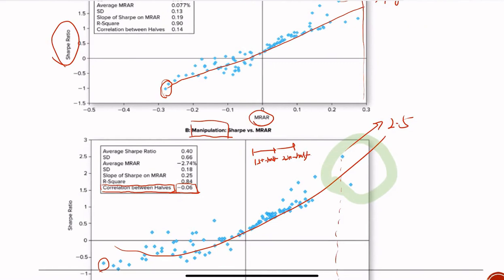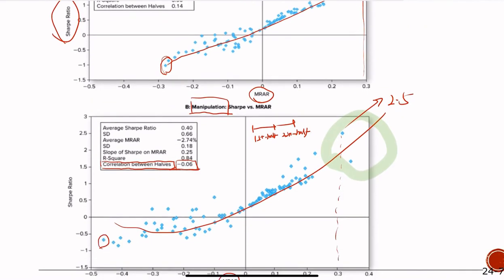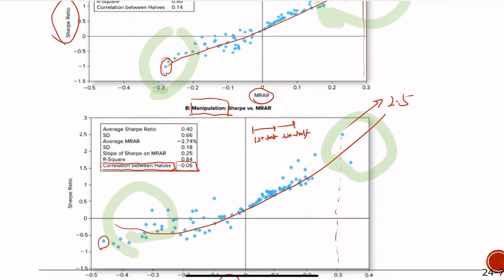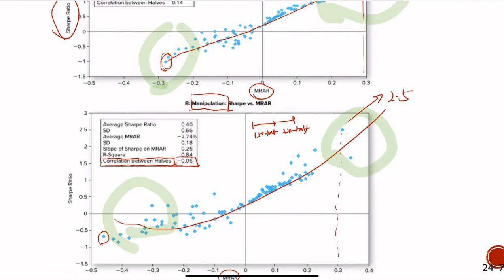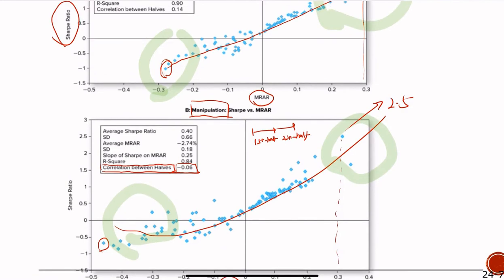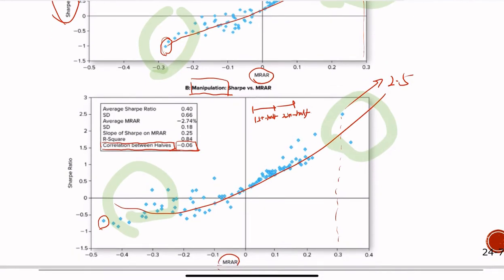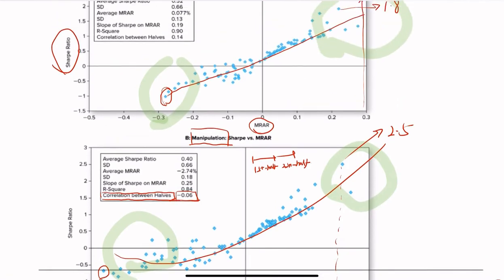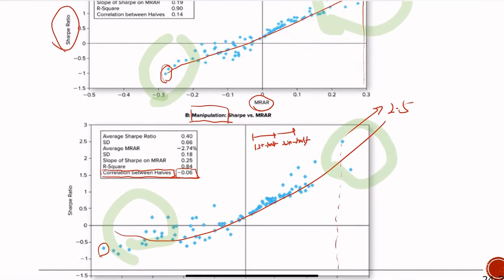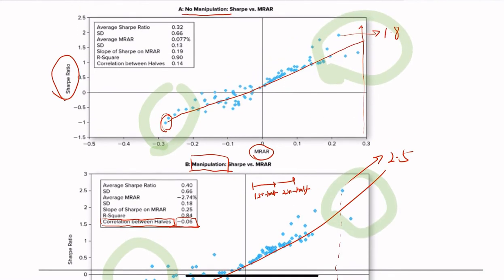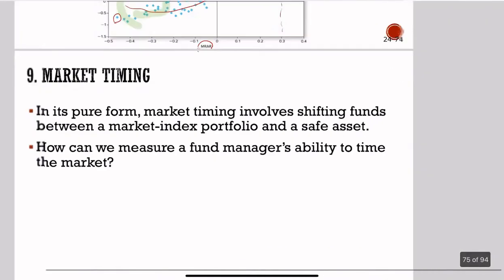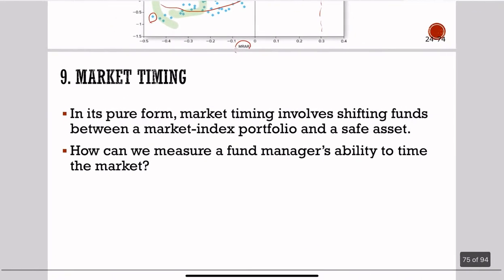Okay, to summarize, right? The key here is you're looking at these two sides. And on the left-hand side, you find out by keeping Sharpe ratio the same, the Morningstar measure under manipulation was worse, right? And on the right-hand side, by keeping the Morningstar measure the same, you can find out the Sharpe ratio under manipulation is actually higher, right? Okay, good. Now let's talk about market timing.